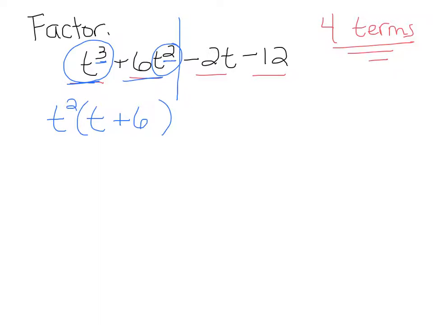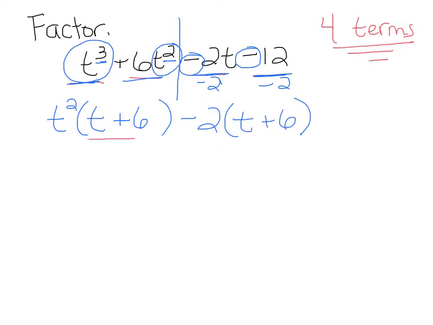Now let's move on to our second group. Notice here that both of these are negative. And notice that inside here we have positives. That's a good indicator that you're going to want to pull out a negative in your second group. The common factor of 2t and 12 is 2. They both have 2 in common. So we're going to pull out a 2. And essentially when you pull out a 2, it's as if you're dividing each one by negative 2. So if we were to divide each term by negative 2, we would have a positive t plus 6.